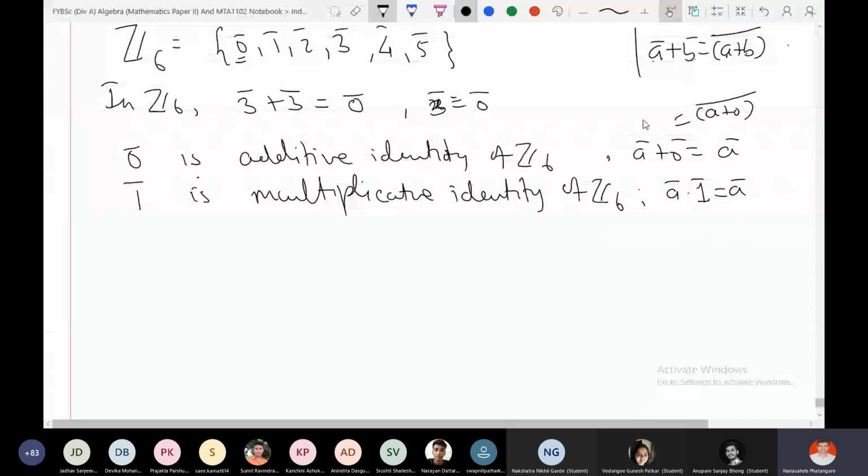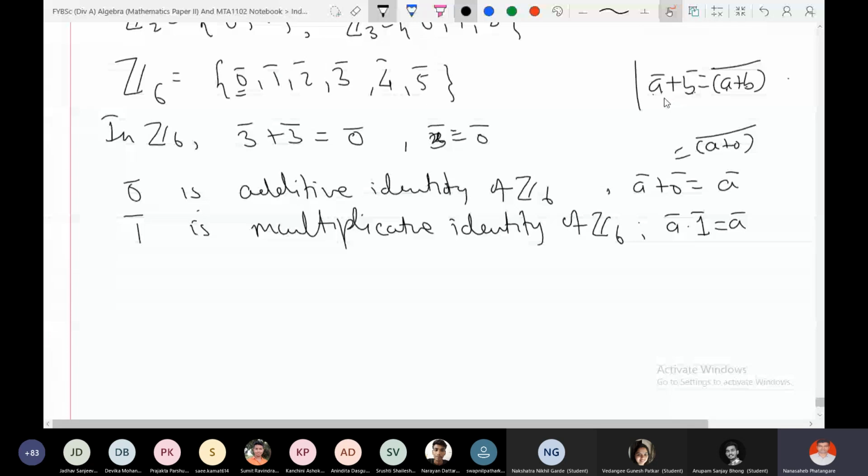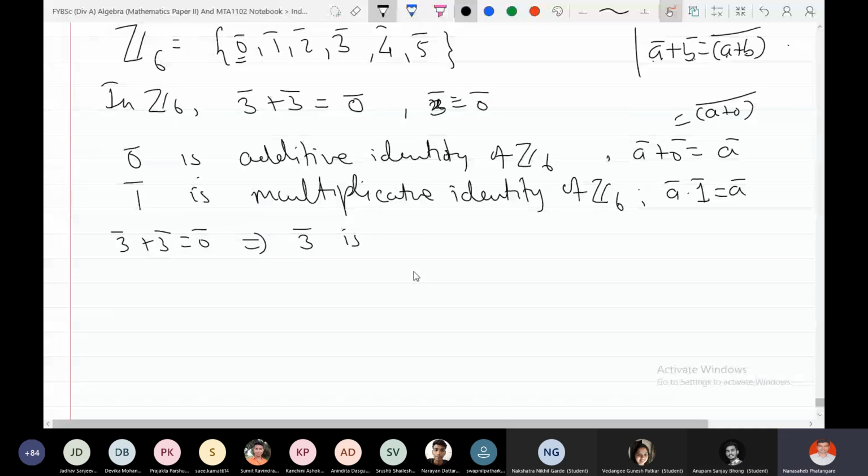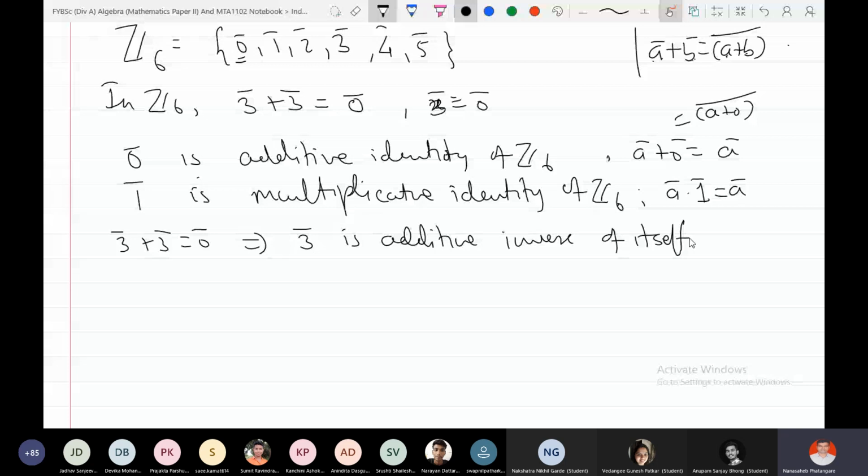Anyway, so 0 bar is the additive identity, 1 bar is the multiplicative identity, and 3 bar plus 3 bar is 0 bar, right? So 3 bar plus 3 bar is 0 bar means what? 3 bar is its own additive inverse, right? So what is the additive inverse of 3 bar? It is 3 bar, because 3 bar plus 3 bar is 0 bar, right?